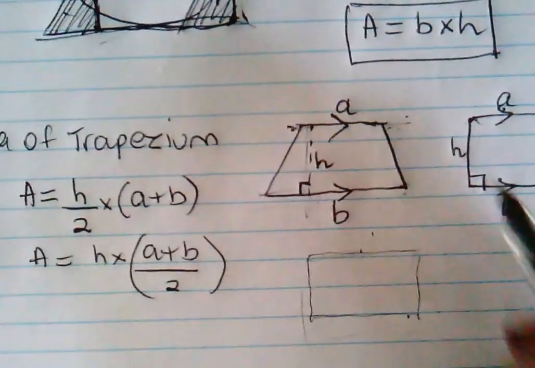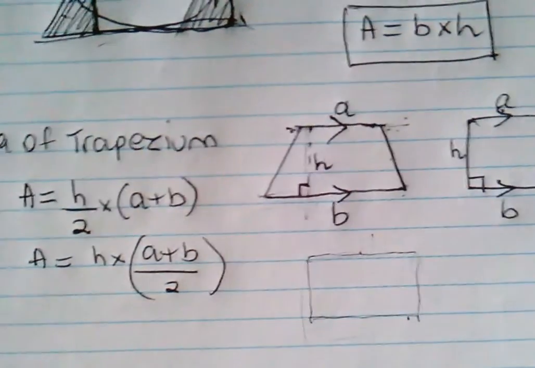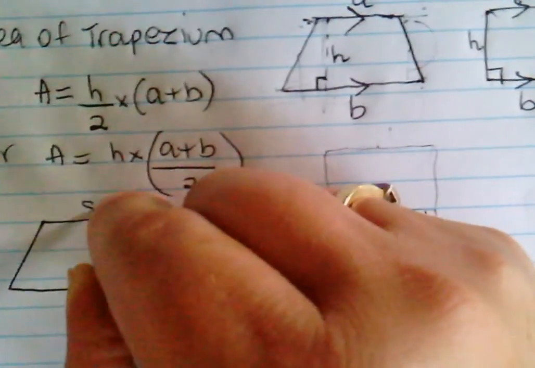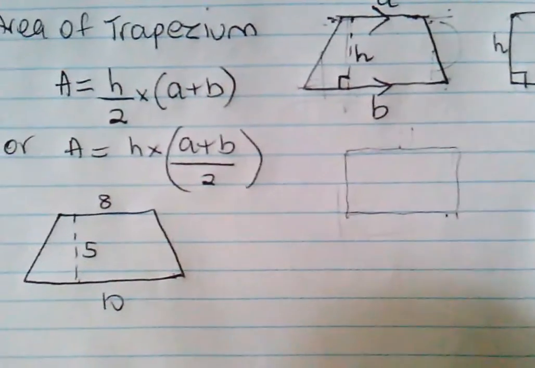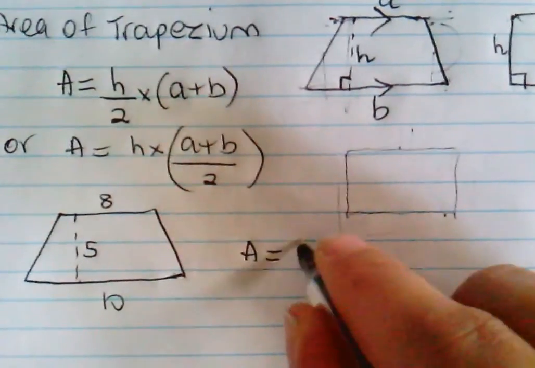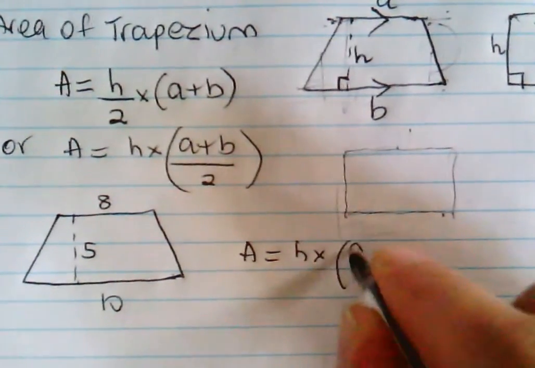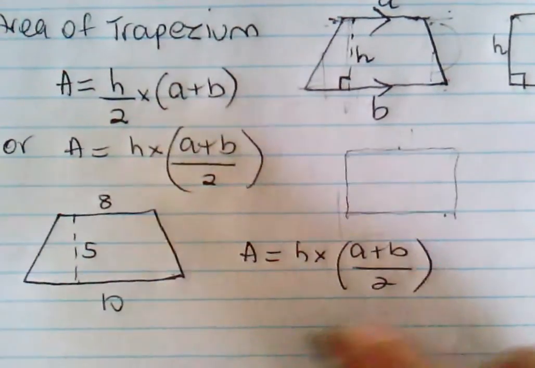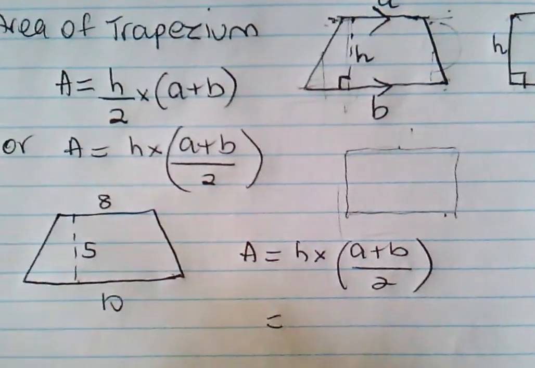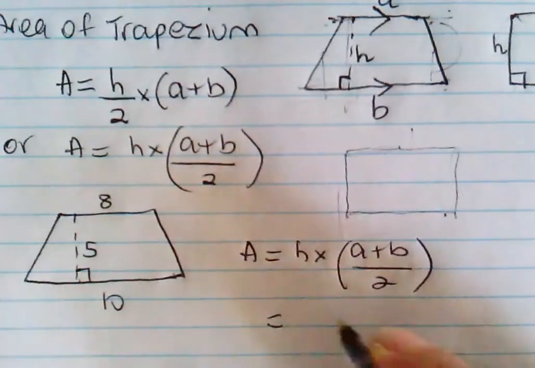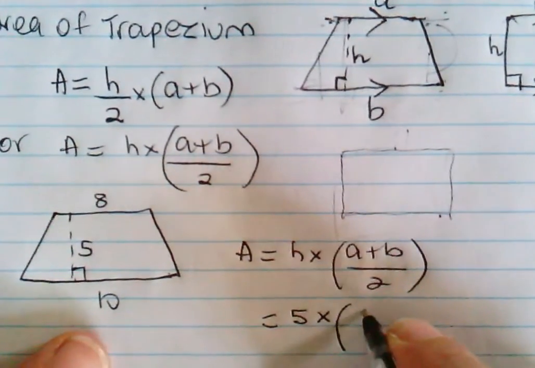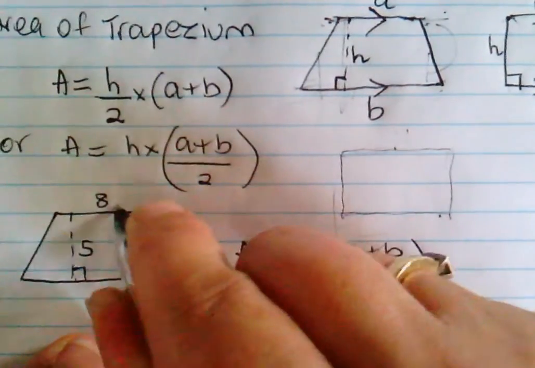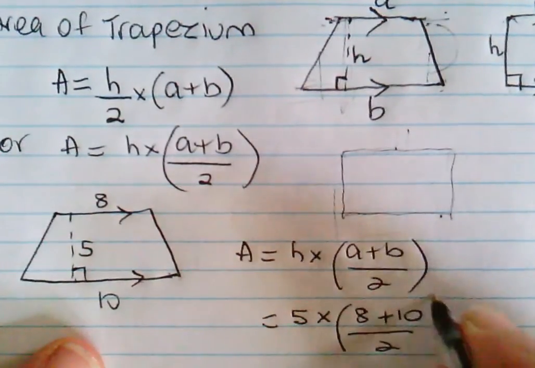But you know how they show you when you first learn, for example, 8, 10, and 5. Let's go. So the area of this is H times (A plus B) over 2. A and B are your parallel sides. So what's your height, your perpendicular height? 5 times, what's your A and B? 8 plus 10 over 2.